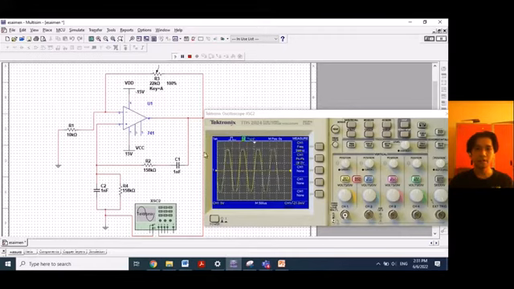As you can see, I get the sine wave output waveform. And the frequency I got is 984 Hz, which is nearly 1 kilohertz, what the question in the assignment wanted.